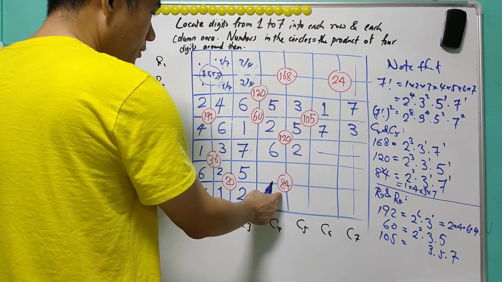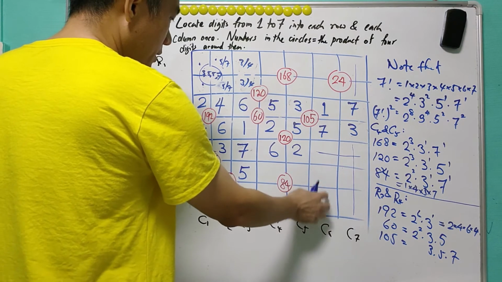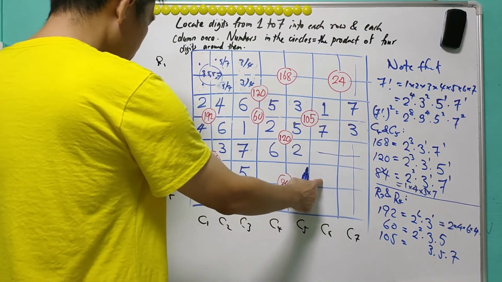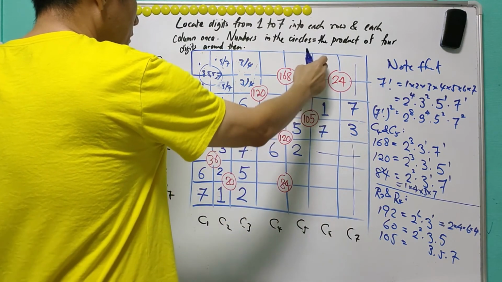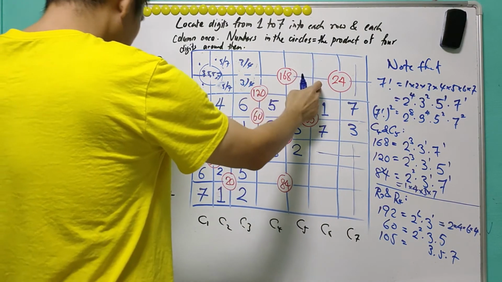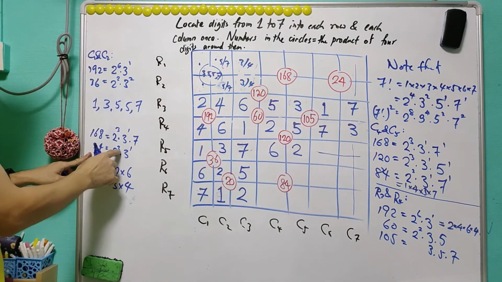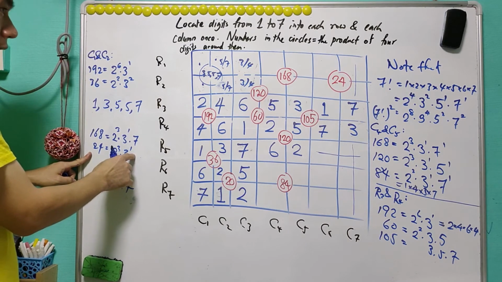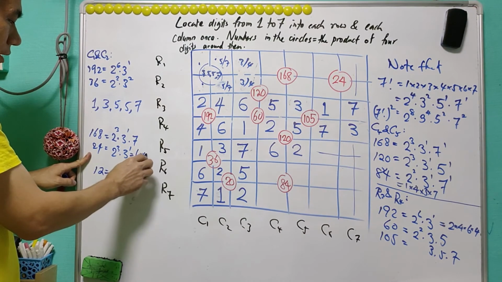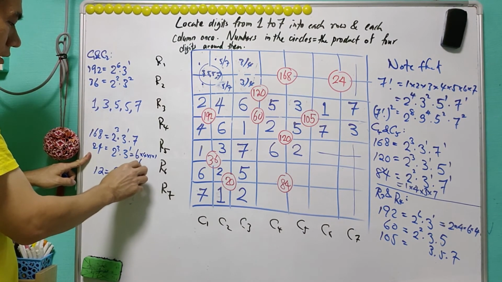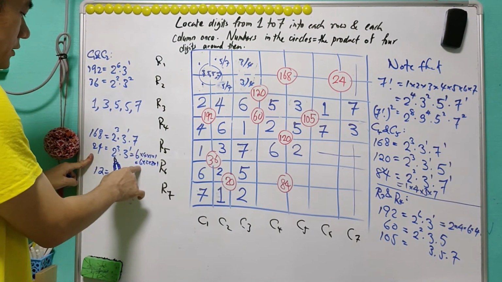Because 64 has only one factor of 3. So 3 must be either in R6 or R7. And it will mean that there shouldn't be any 3 in R1 and R2. But for this number 24, it is equal to 2 to the power 3 times 3. And you do not have a number 3, so 6411 or 6221. It's either 6411 or 6221.